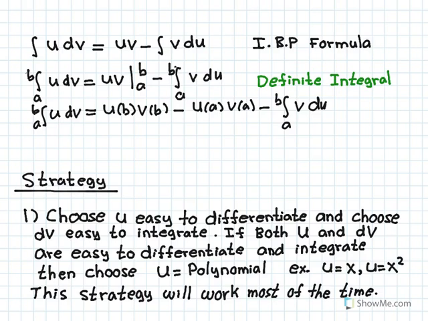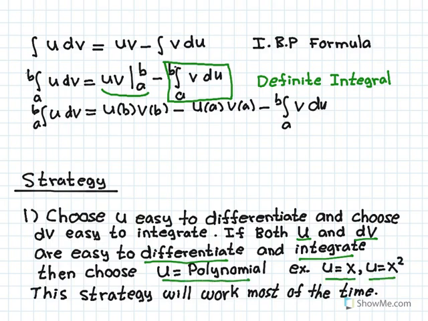It's important to realize that this part of the equation is already integrated. And so we just have a simpler integral to solve. If the choice of u is done properly, this integral will be easier to solve. So our strategy here is to choose u easy to differentiate and choose dv easy to integrate. If both u and dv are easy to differentiate and integrate, then choose u to be the polynomial. For example, choose u to be x or u equals x squared. This strategy will work most of the time.